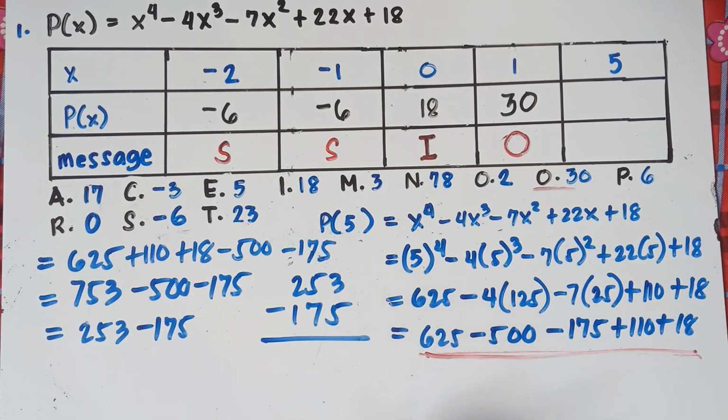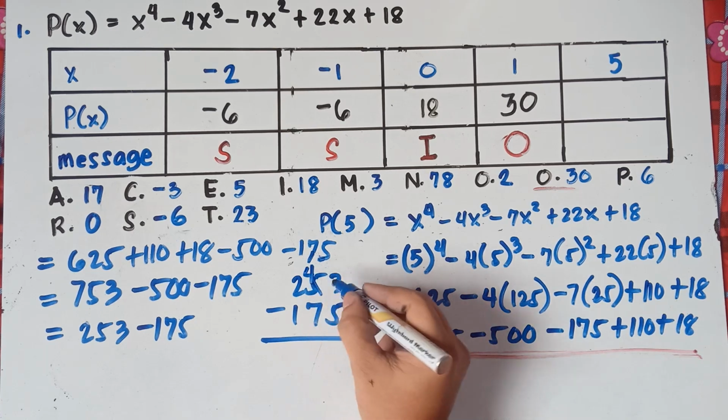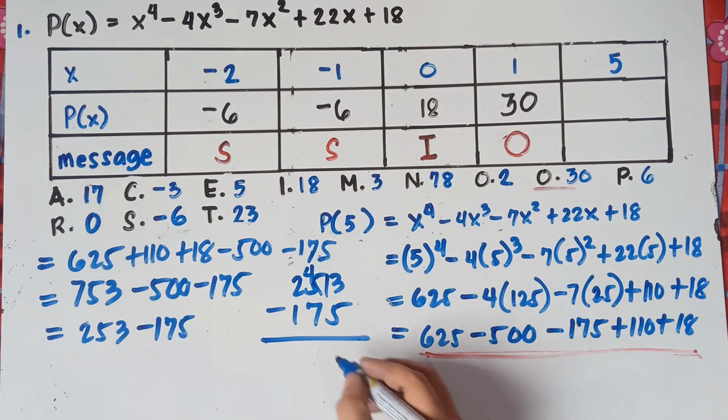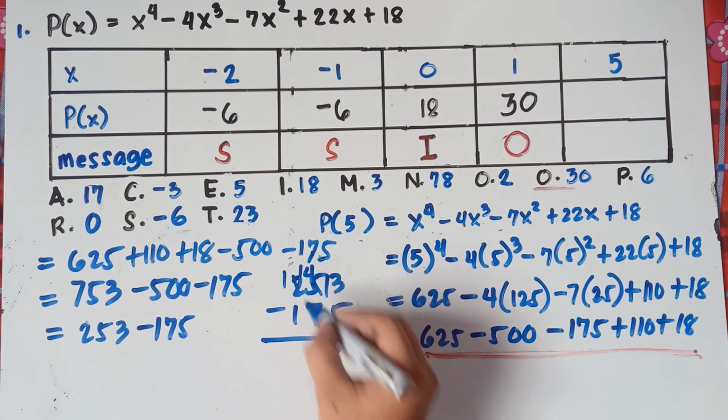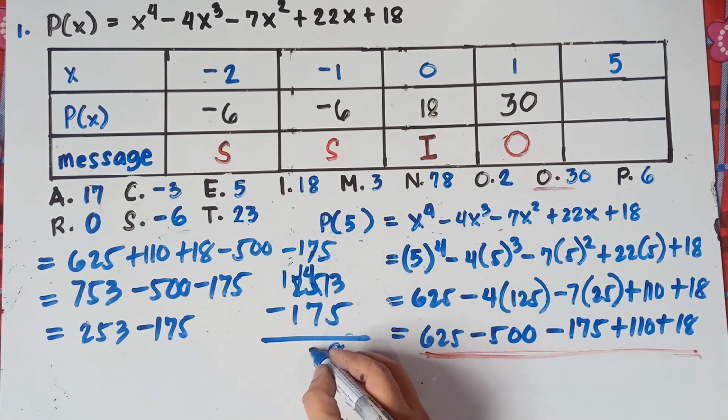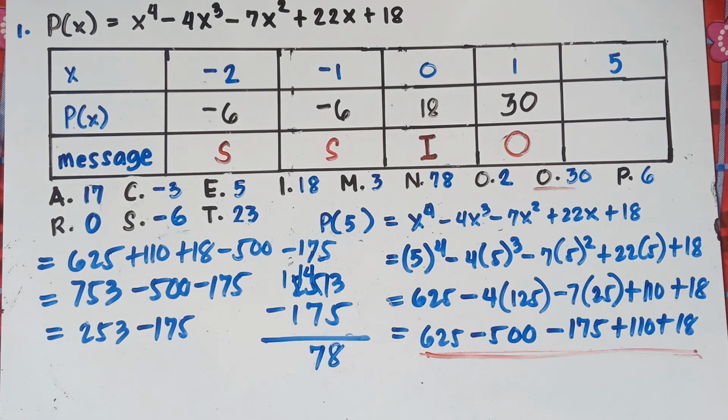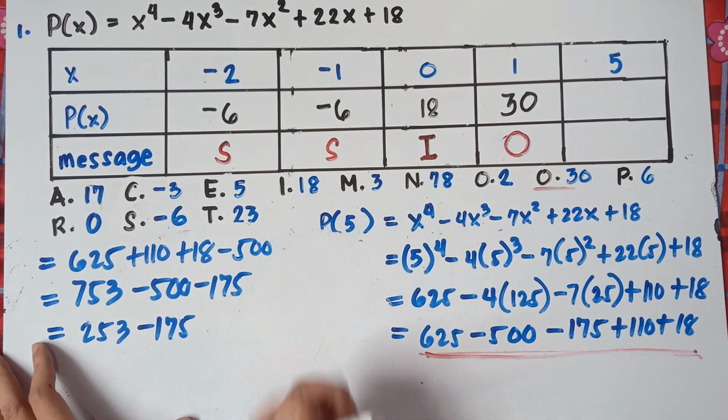So 3 minus 5 cannot be, borrow 1. So this will be 4, this will be 13. 13 minus 5 is 8. 4 minus 7 cannot be, borrow 1. So this will be 14. 14 minus 7 is 7. 78. And then 1 minus 1 is 0. So 78, class. The final answer is 78. 253 minus 175 is 78. I hope you're still with me that it's 78. So the answer is 78.